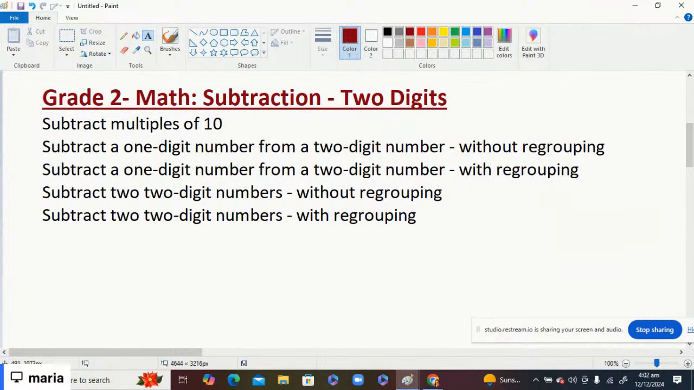Subtract a one-digit number. I was just checking my mic.